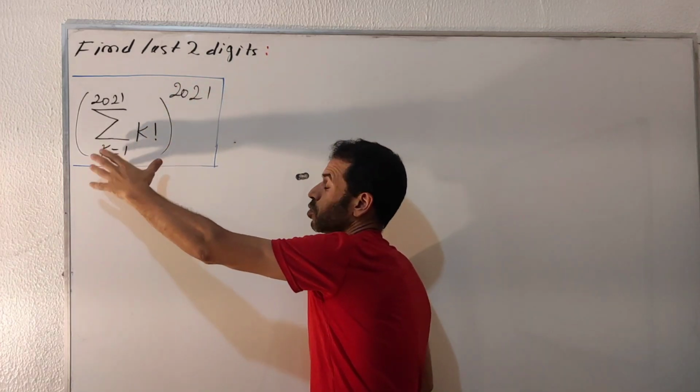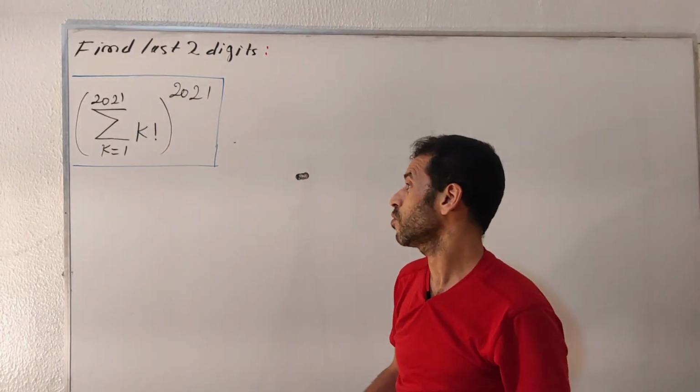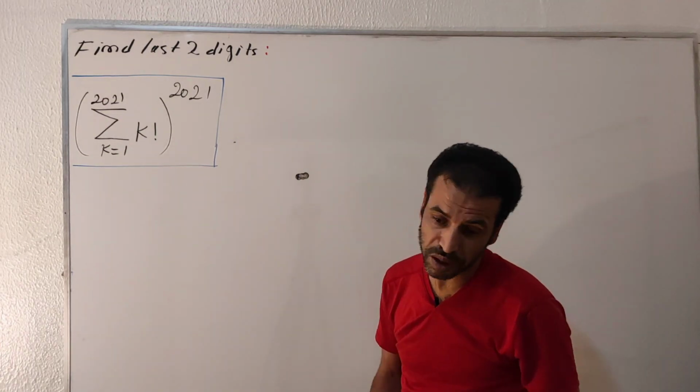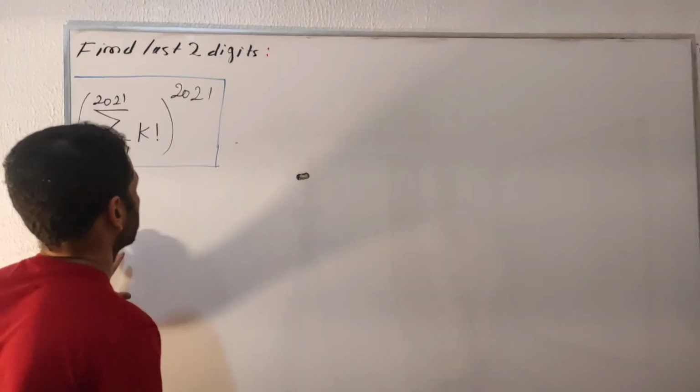The last two digits means when you divide the number by another number, you find the remainder. That remainder is the last two digits. Let's check how this one goes.